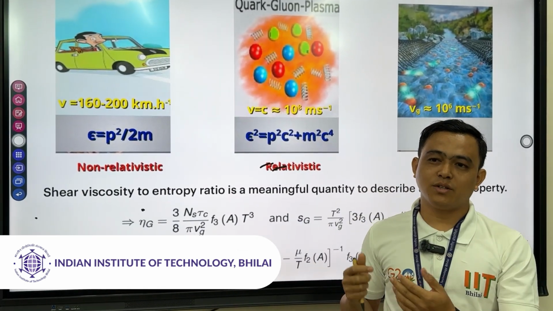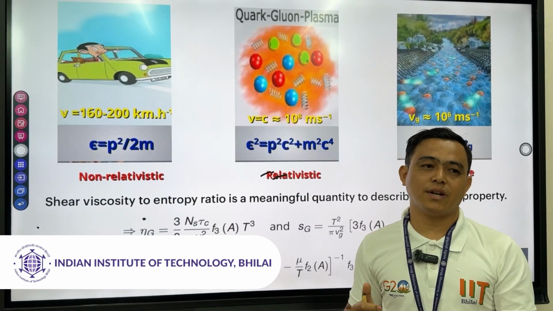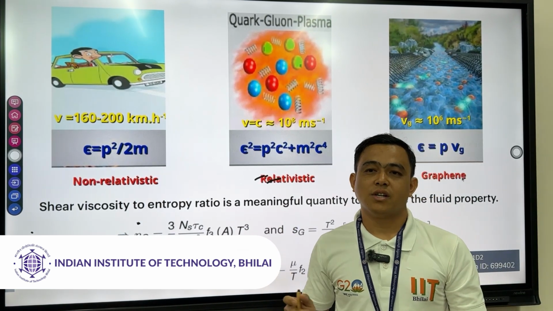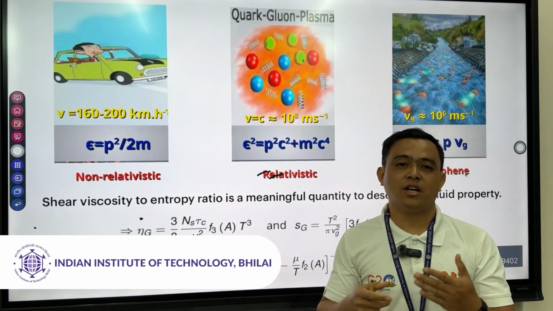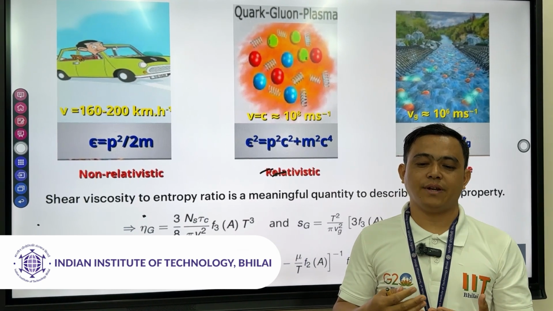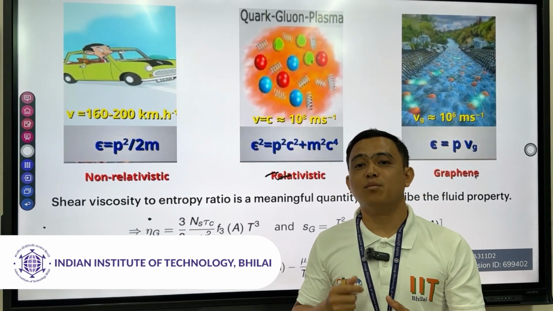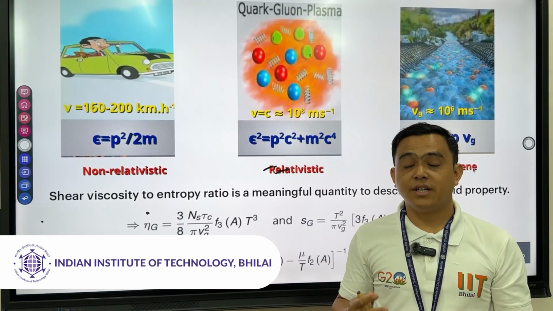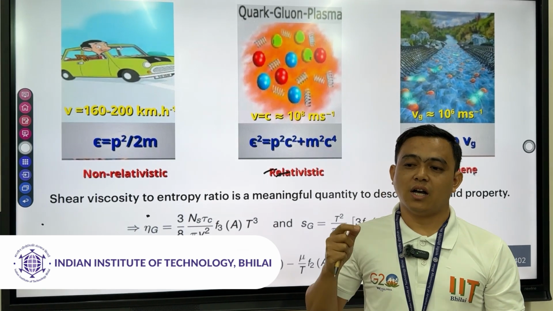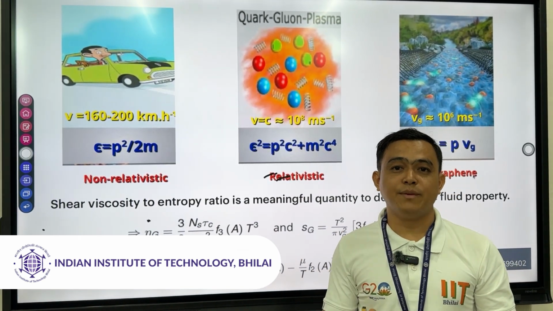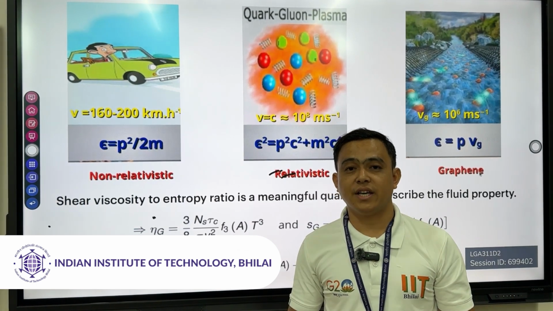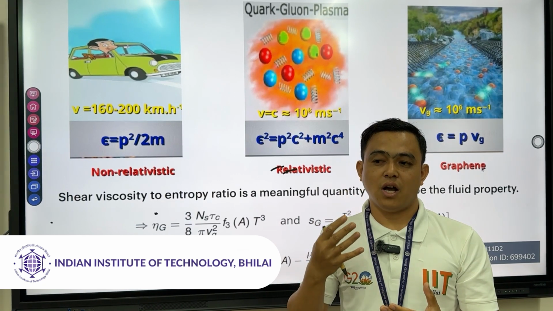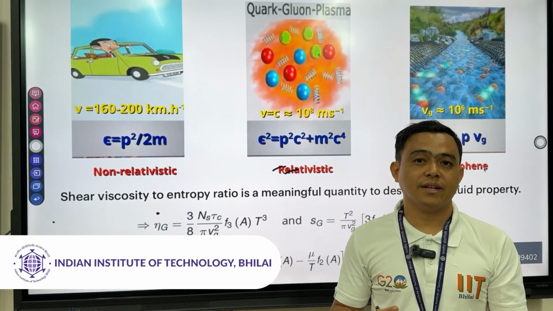Okay, firstly, I want to explain the different energy momentum relations. The first one is the non-relativistic energy momentum relation. We can use this expression to express the motion of particles on a plane, like the motion of a vehicle on the road. And the next one is the relativistic energy momentum relation. This expression can be used to depict the motion of fundamental particles in relativistic matter, like the motion of quarks in quark-gluon plasma medium.